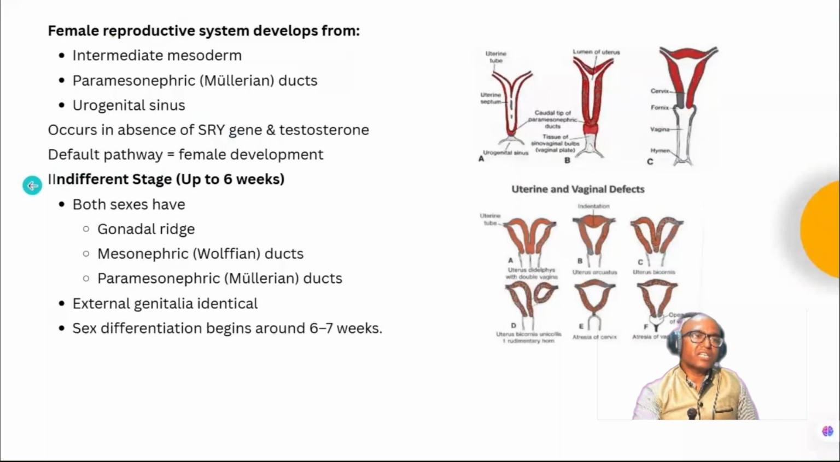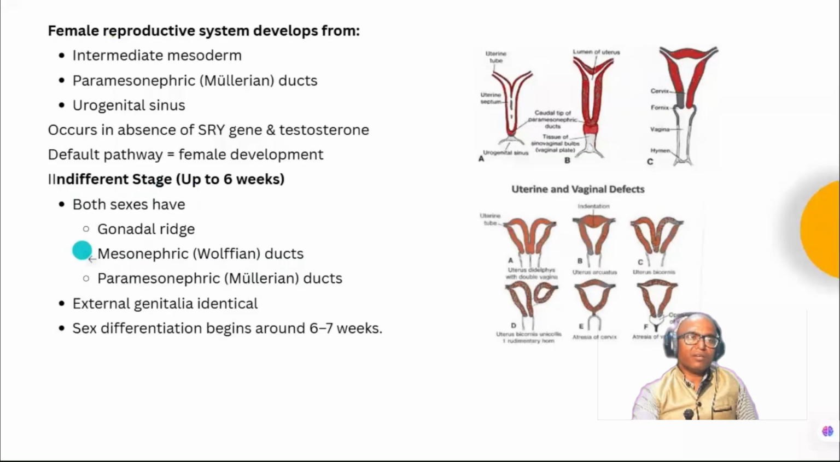So the first stage is the indifferent stage. So this female development is a default pathway because of the absence of the SRY gene or the testosterone. By default, it will lead to the female development. So up to 6 weeks, it is an indifferent stage of the gonad. Both sexes will have gonadal ridge, mesonephric ducts and the paramesonephric ducts.